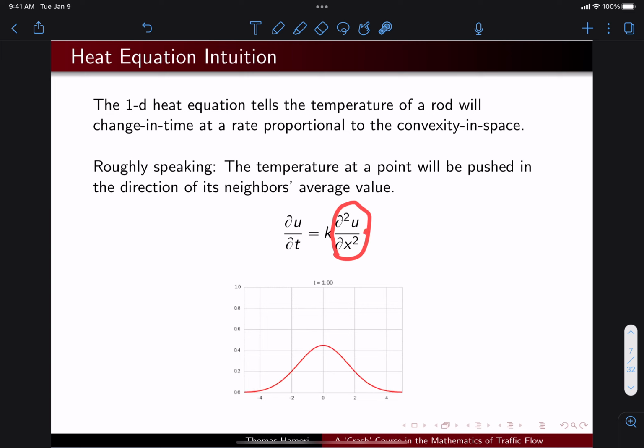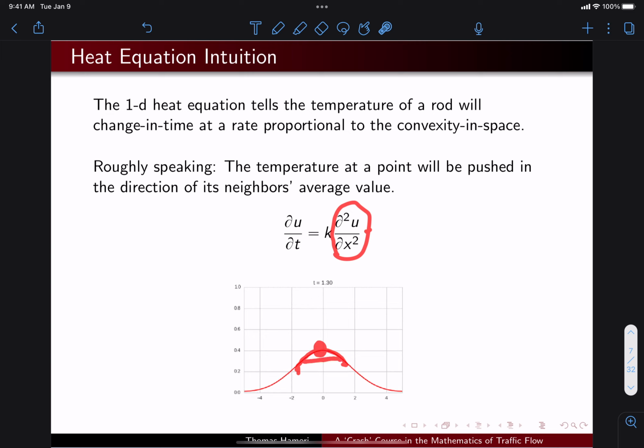Well, this is going to tell us the concavity or the convexity of our function. So here we have a function which is concave, or concave down. What does concavity really mean? Concavity means that at a point, I am, roughly speaking, larger than the average of my neighbors.